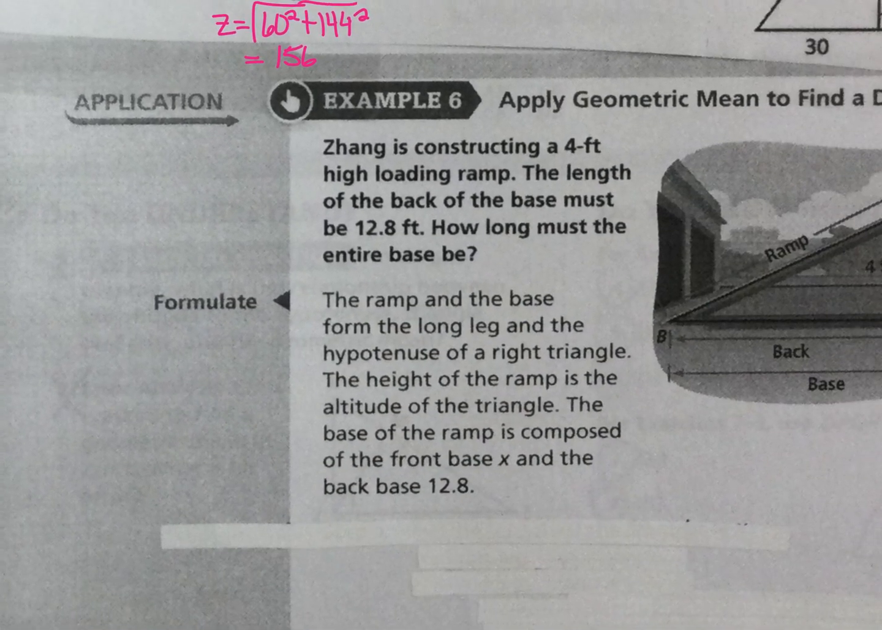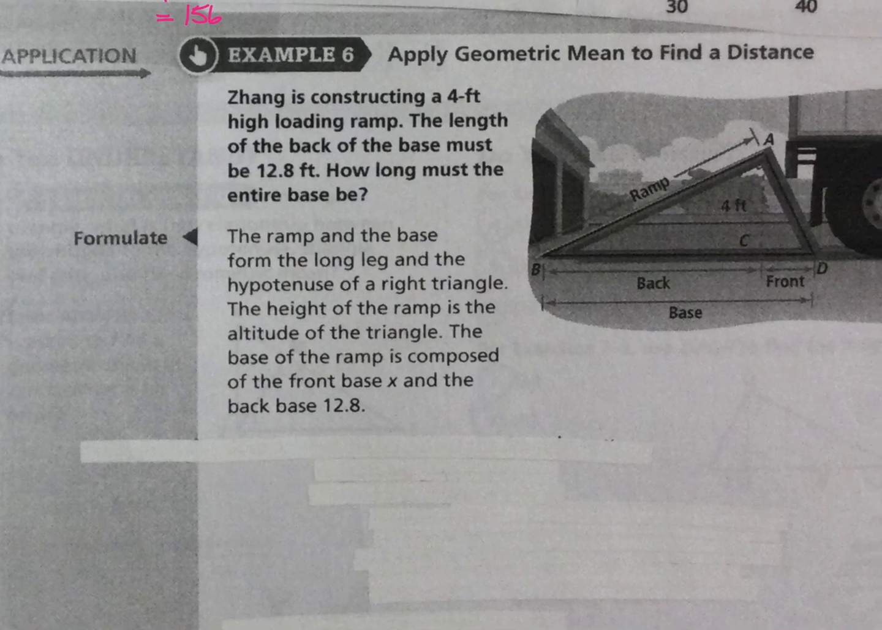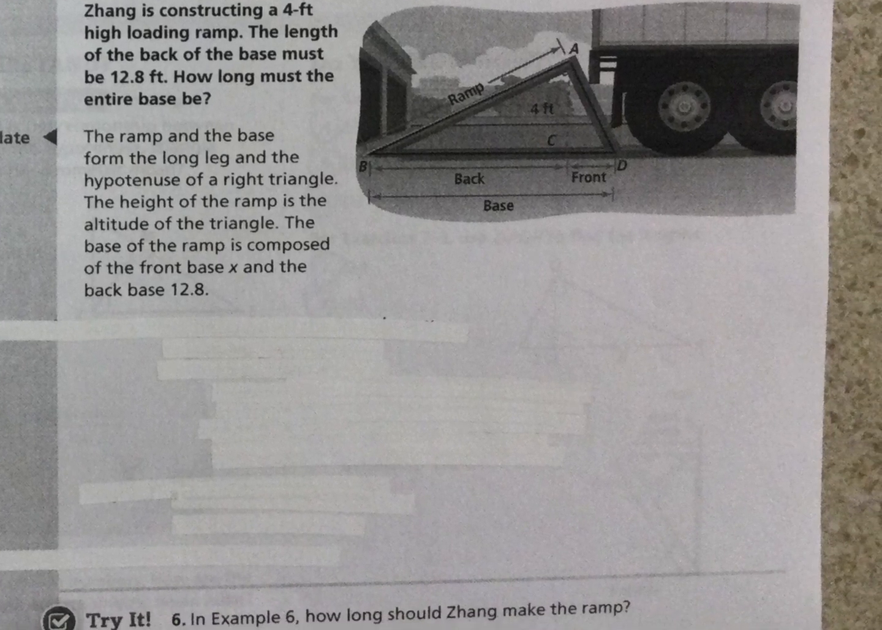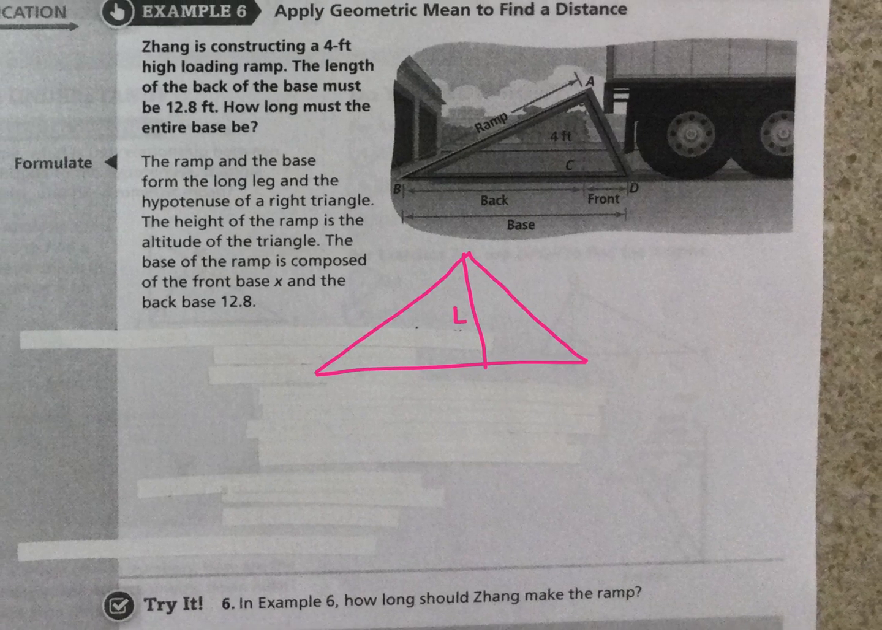All right, let's look at this example, and then I think I'm done. I'm going to draw this here. It says a 4-foot high loading ramp. So that's your 4-foot high. The length of the base must be the length of the back of the base, and the back of the base is right here. So this is 12.8. How long must the entire base be?